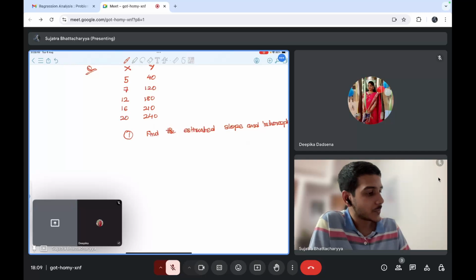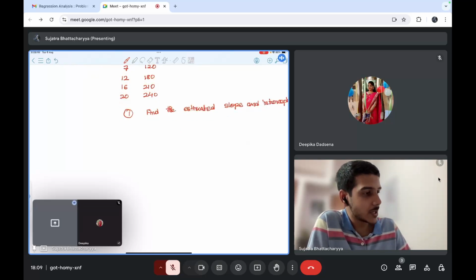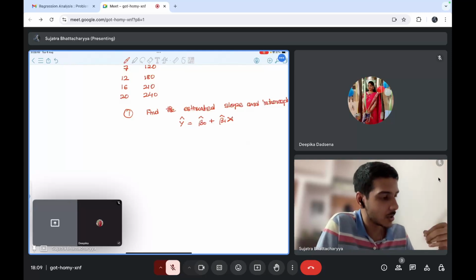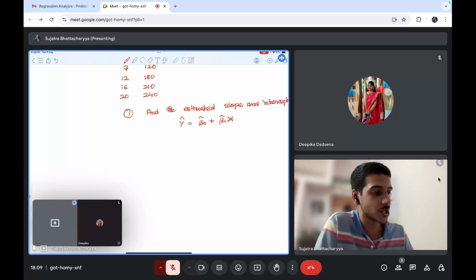Okay. So we will start with this: find the estimated slope and the intercept. What is the y hat or y cap, whatever you want to say? It is beta naught cap plus beta 1 cap x. This is the estimated line, or the fitted linear regression line. This is the estimated linear regression model.